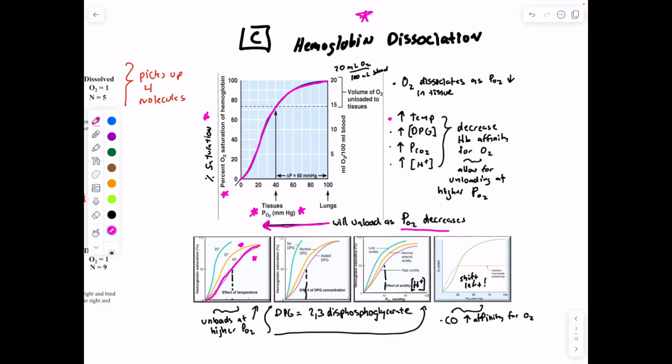And so you see this rightward shift of the curve. Just trace it down at the 50% mark. In comparison to the orange normal curve here, you have a rightward shift, but for the same 50% saturation, that occurs at a higher partial pressure of oxygen.